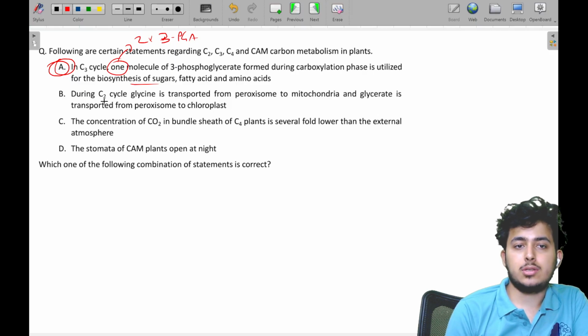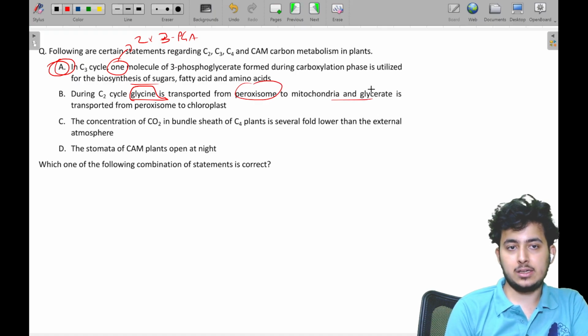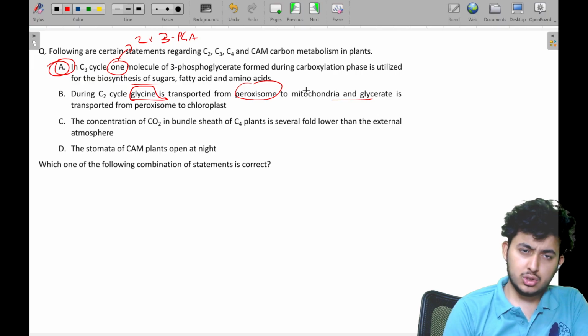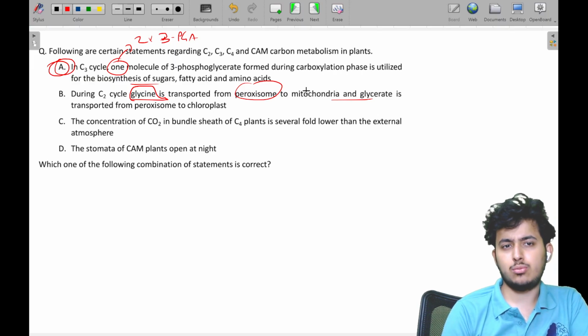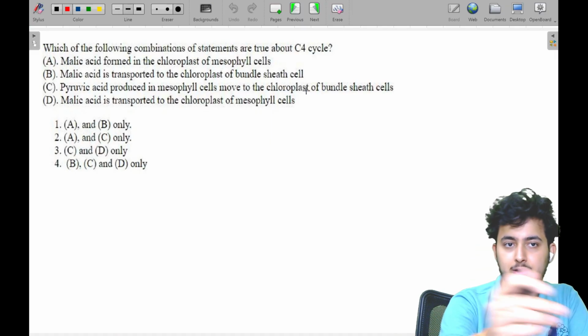Talking about the C2 cycle, glycine is transported from peroxisome to mitochondria and glycerate is transported from peroxisome to chloroplast. I think I have to take this question in the next class because it is more about the C2 cycle and CAM pathway. So we can discuss it in the next class.